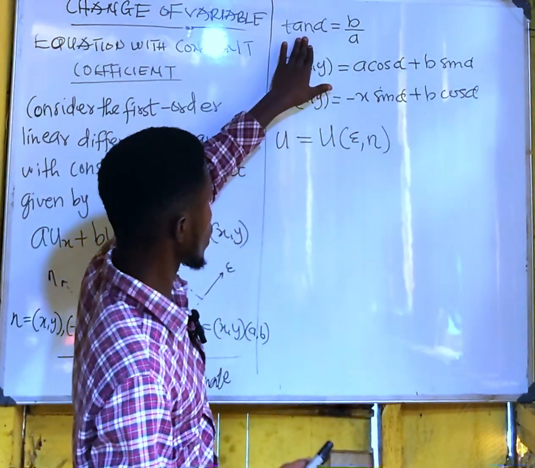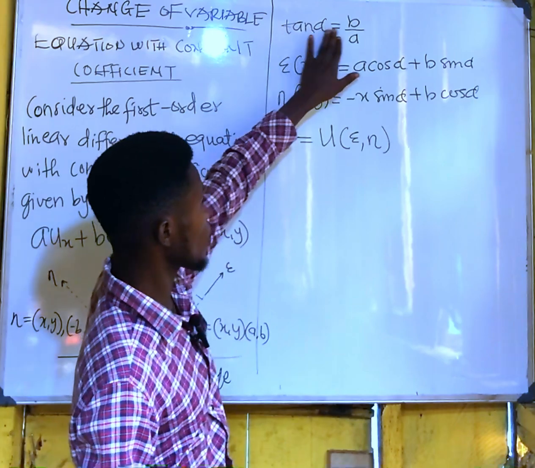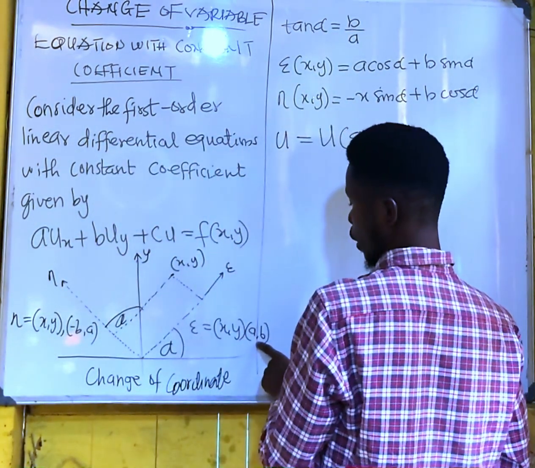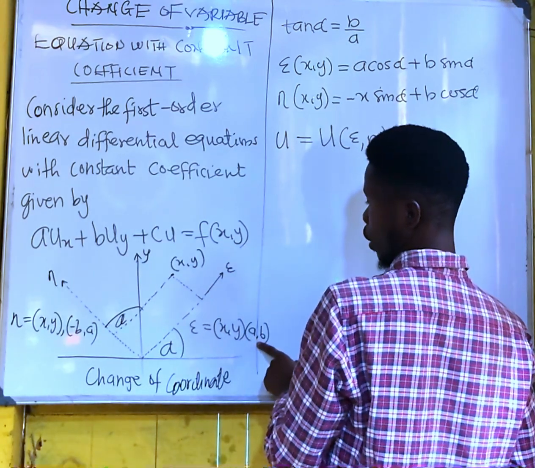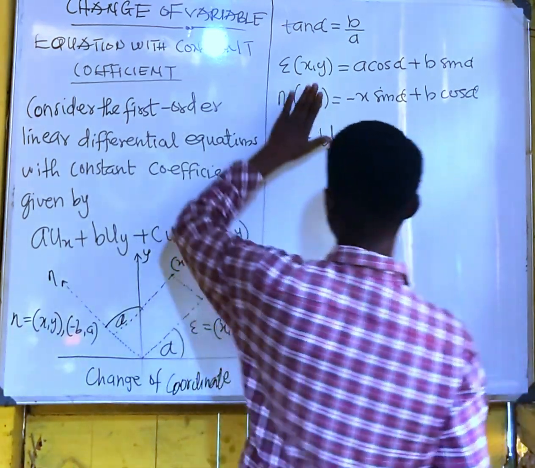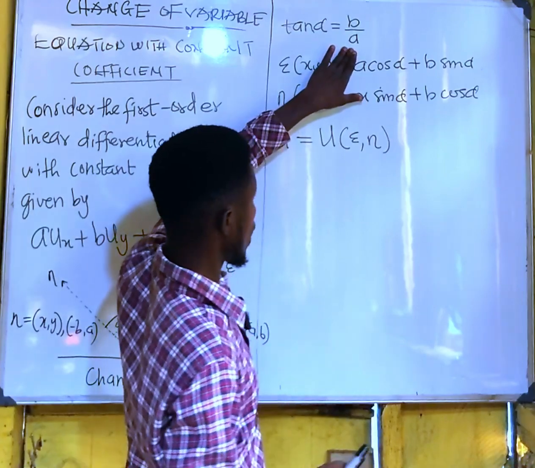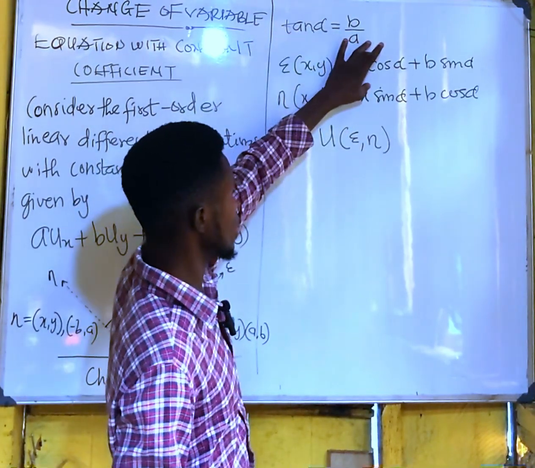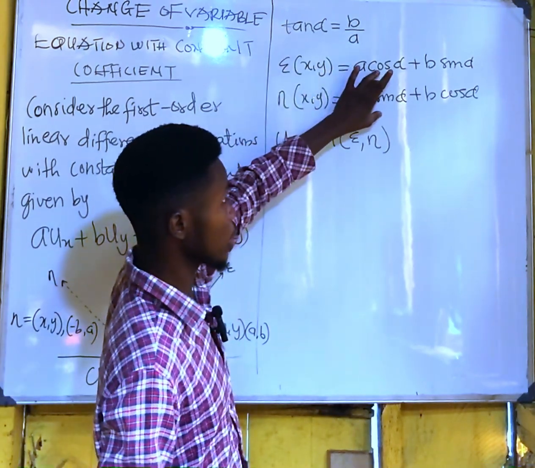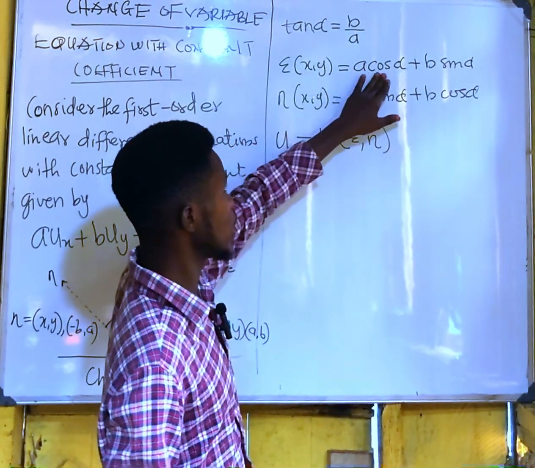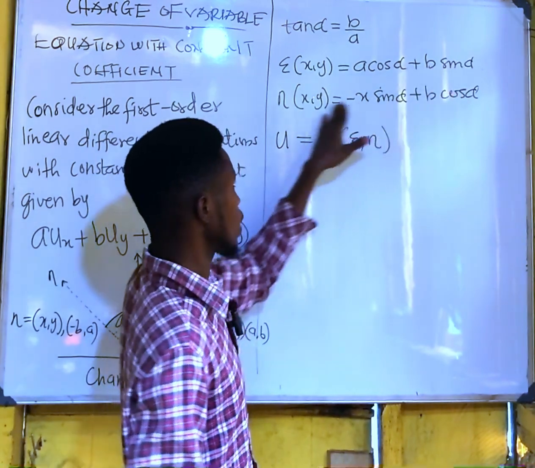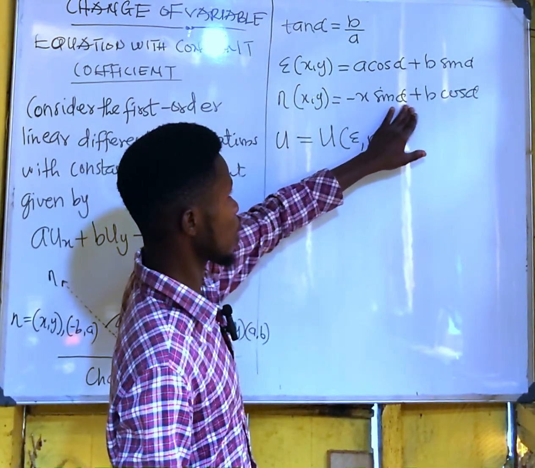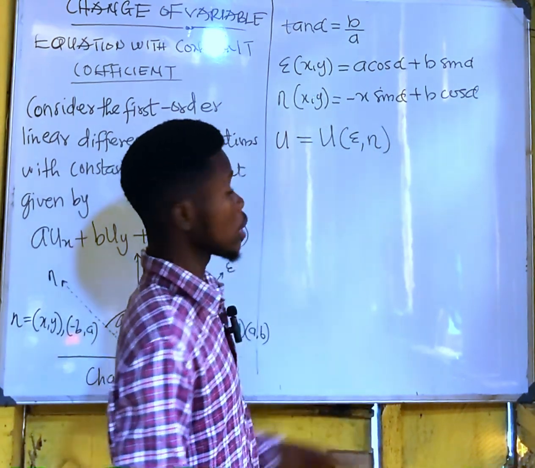Now, for us to find the angle, we use tan. So tan alpha will be equal to b over a. The b and the a are the constants. Now this xi is defined as this, and the eta is defined as that. So xi is defined as x cos alpha plus y sine alpha. The eta is defined as negative x sine alpha plus y cos alpha.